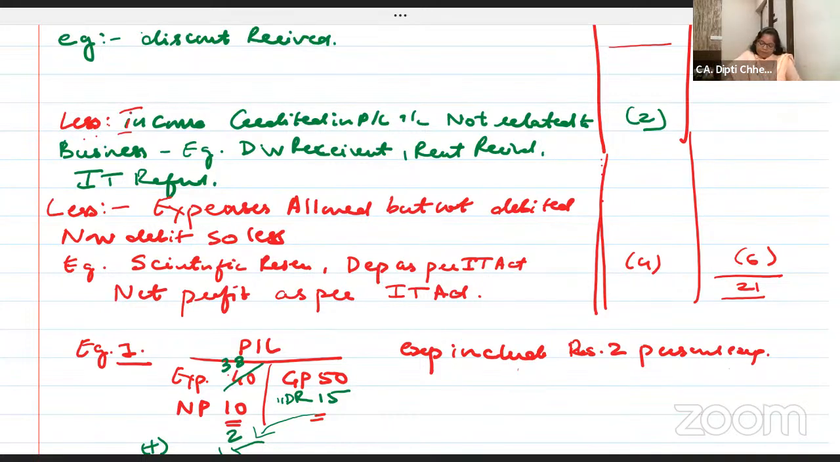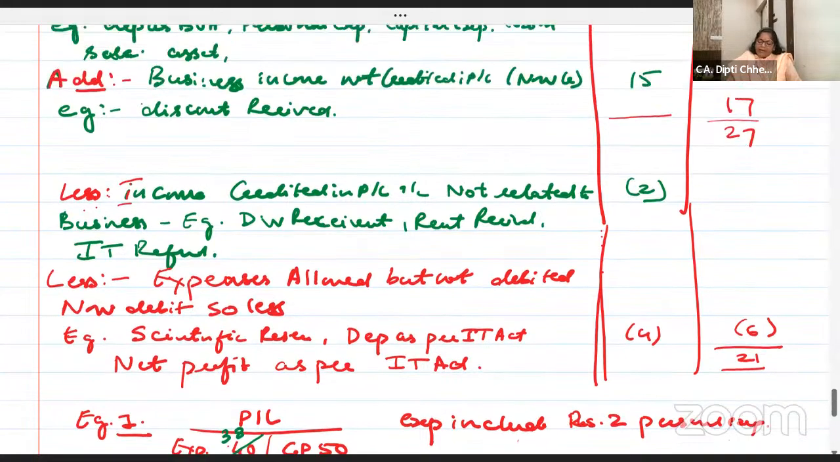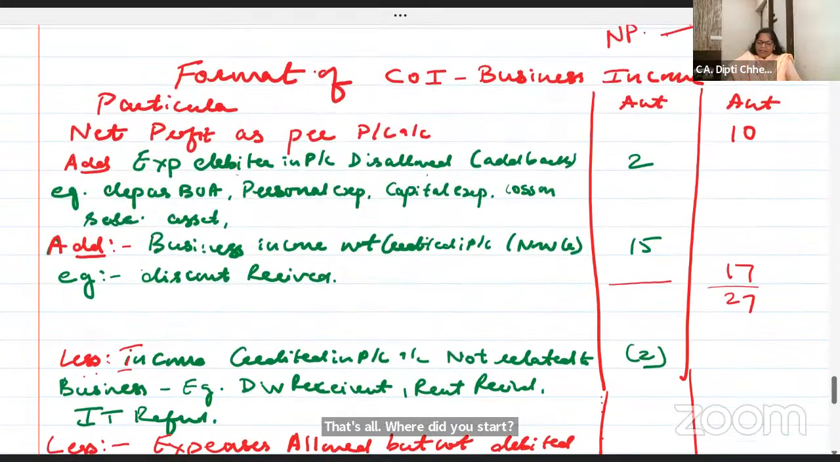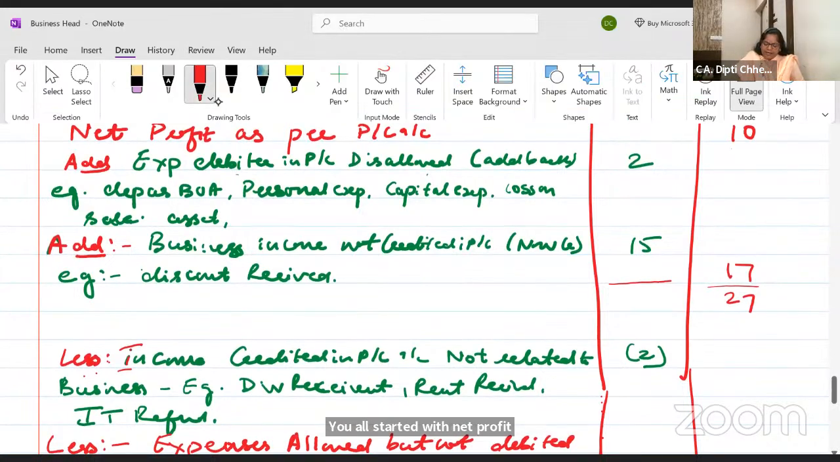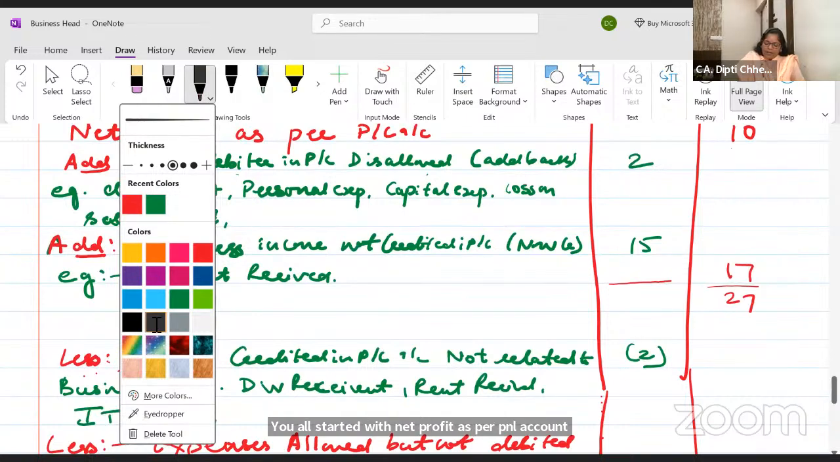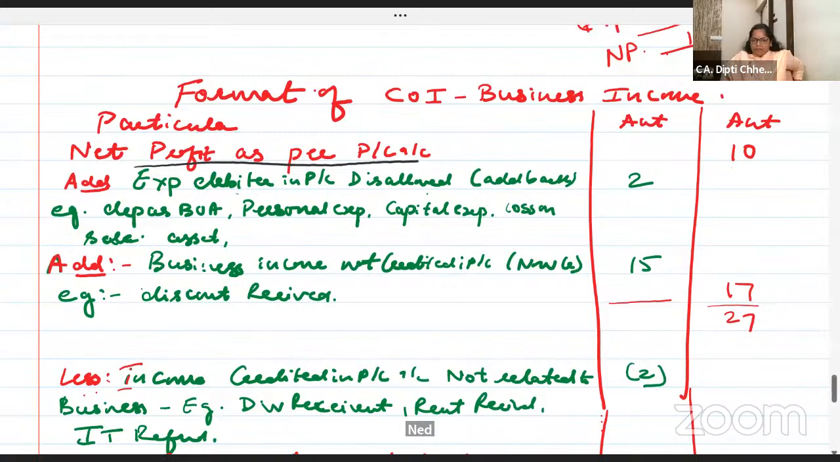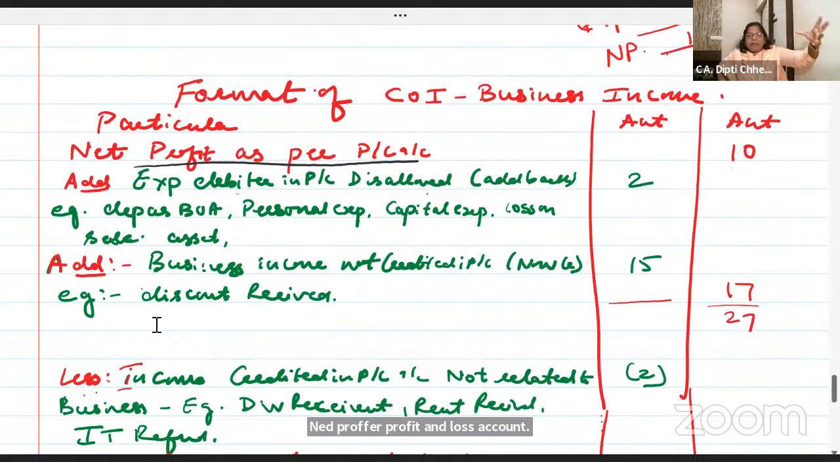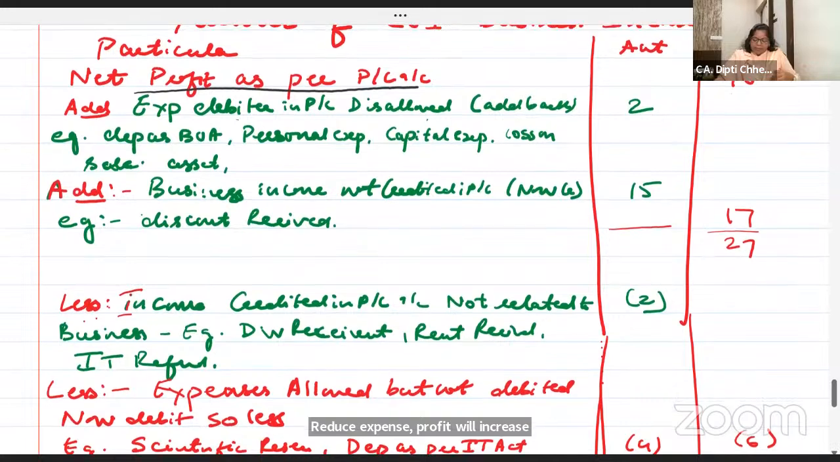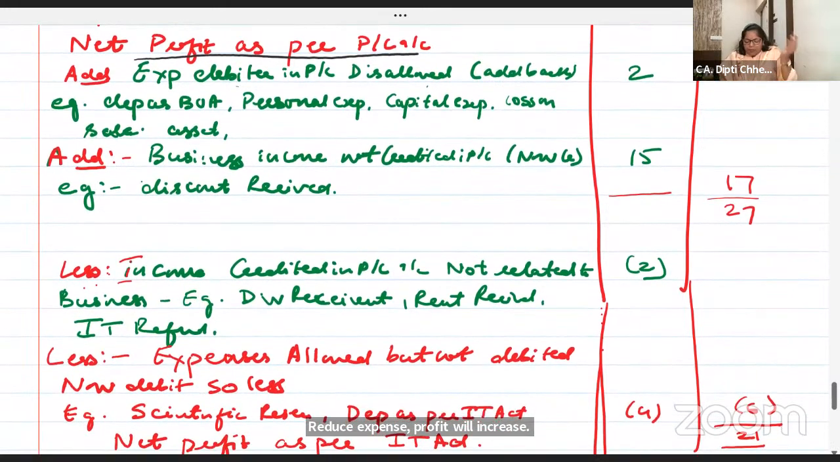Yes. That's all. Where did you start? Have you finished writing? You all started with net profit as per P&L account. Net profit as per profit and loss account. Books. P&L account means books. Now some expenses, you look here and understand. Some expenses you have debited, not allowed. Reduce expense, profit will increase. Some income you have credited, not allowed, remove.